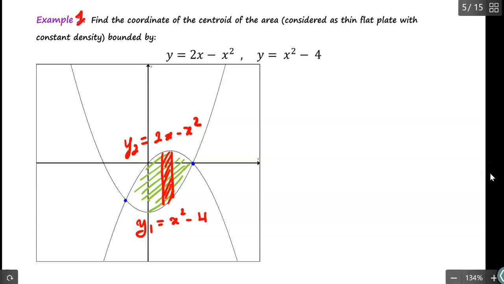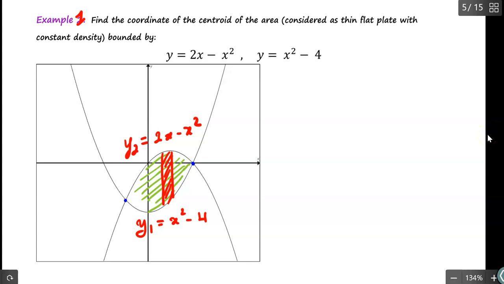Hello everyone. In this video, we will find the coordinates of the centroid of the area, considered as a thin flat plate with constant density, bounded by the two following parabolas. This video is a continuance of the previous video.